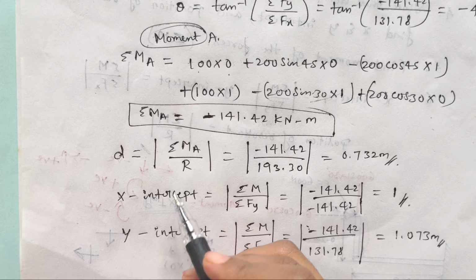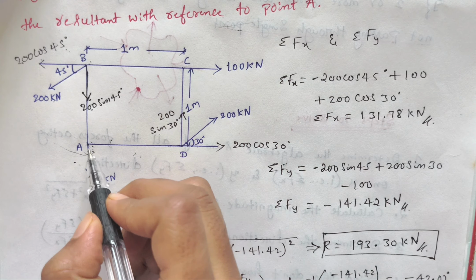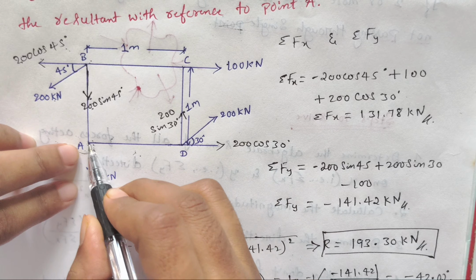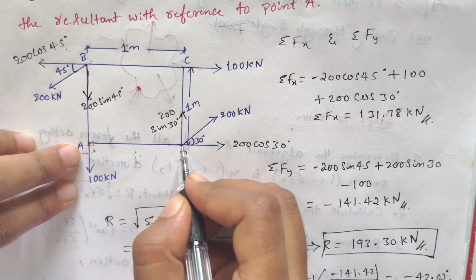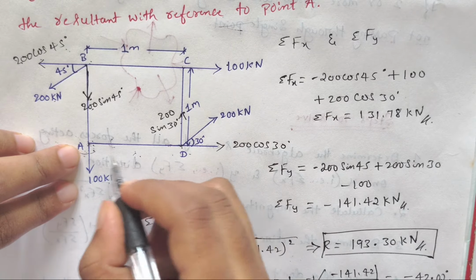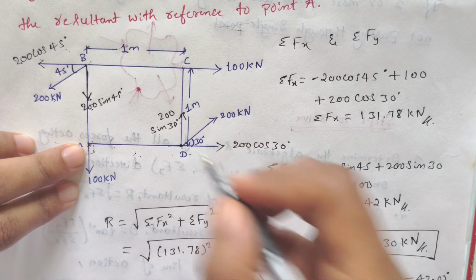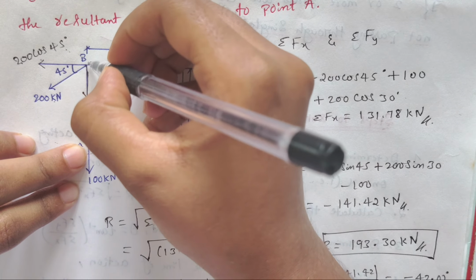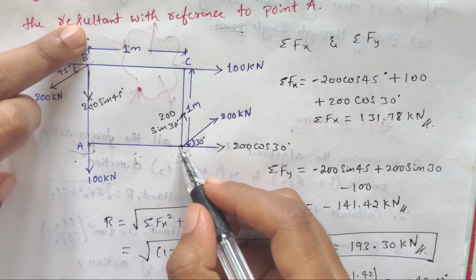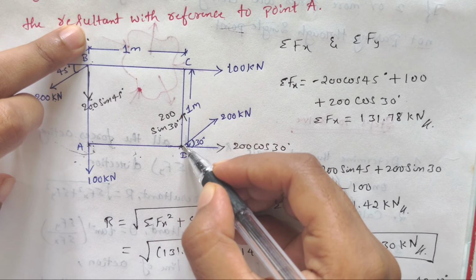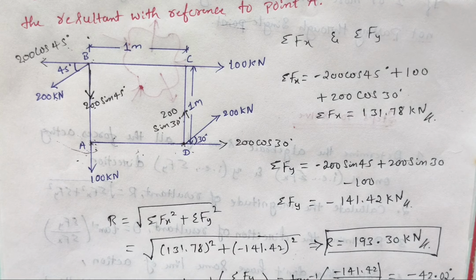So these two can be mentioned in the figure that is given in the question. So the x-intercept, if we consider this as x, then the x-intercept value we got is 1 meter. So this is 1 meter, correct? So from here to this point, from this point to this point, it is 1 meter. So x will be located somewhere here, and y we got 1.073 meter. So it will come somewhere here, correct? So this point and this point can be joined. So that is the resultant intercept. You can see that in the figure.